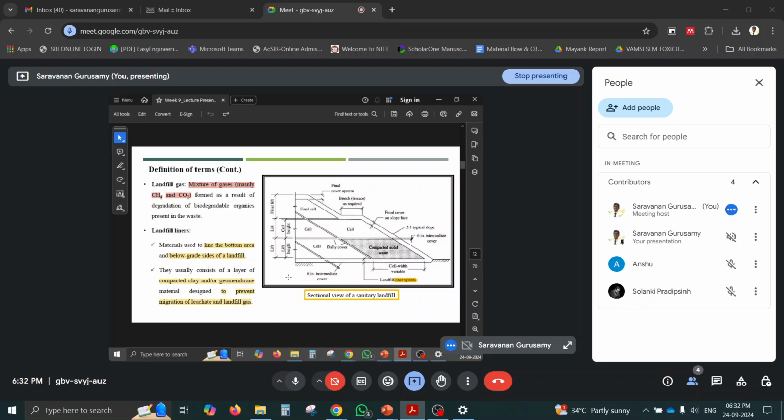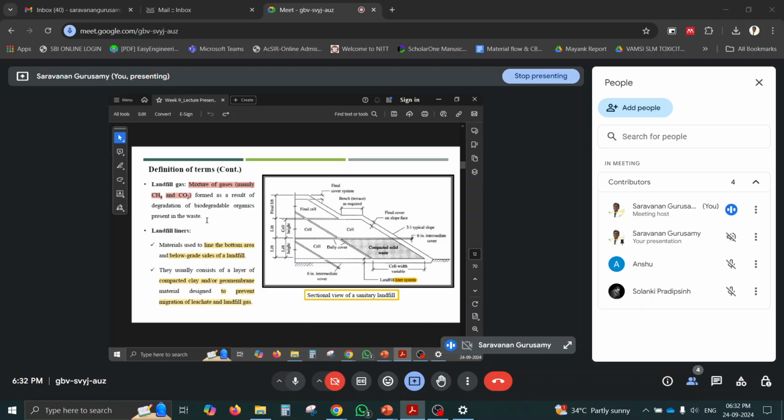Okay. So the next term is landfill gas. We can also call this biogas, but once it is generated from the landfill, we say landfill gas. Again, due to anaerobic digestion, we will get methane as the product. In 100% of gas, 60% will be methane, 30% will be carbon dioxide, and 5% will be some trace gases. This type of mixture of gases produced from the landfill is called biogas or landfill gas, formed as a result of degradation of biodegradable organic matter present in the waste. So this is the main part.